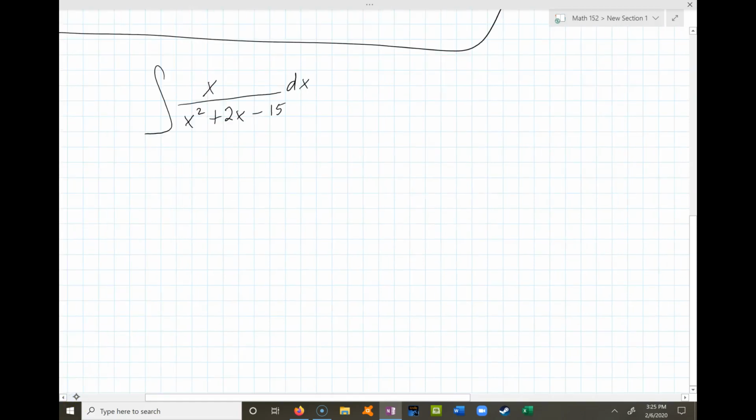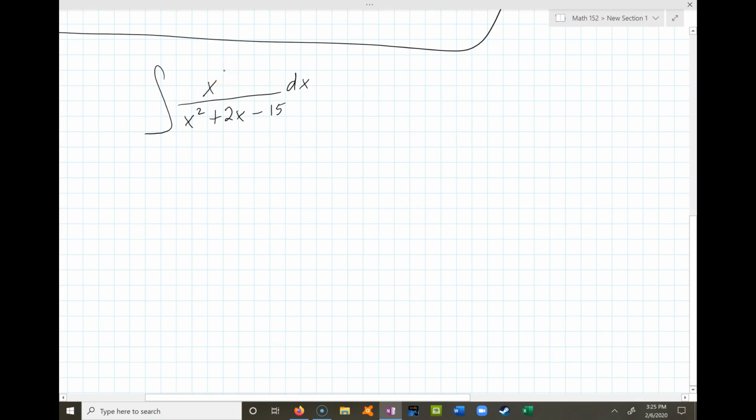All right, in this video we're going to be talking about partial fraction decomposition, which is one of the techniques we'll use for integrating. Here's an example of an integral that, when we first glance at it, we might think could be a du over u, where we'd use u substitution. But the problem is the derivative of x squared plus 2x minus 15 is 2x plus 2, and we just have an x up there.